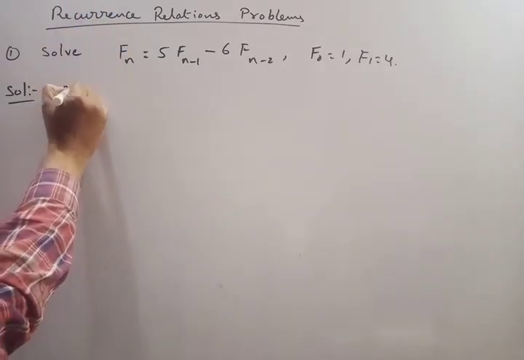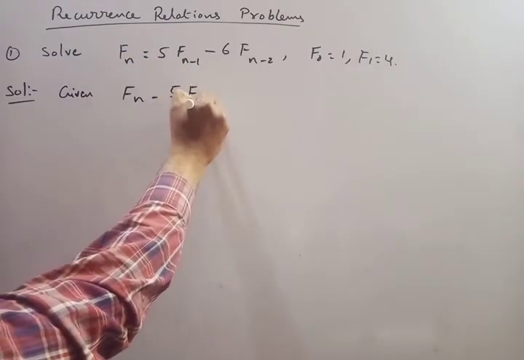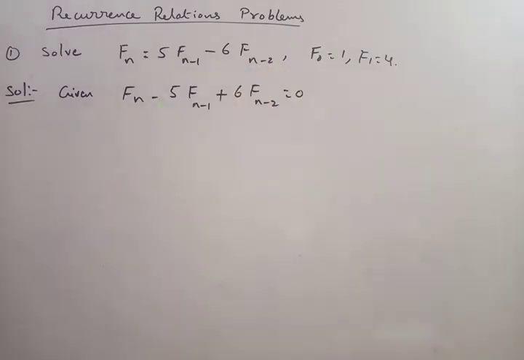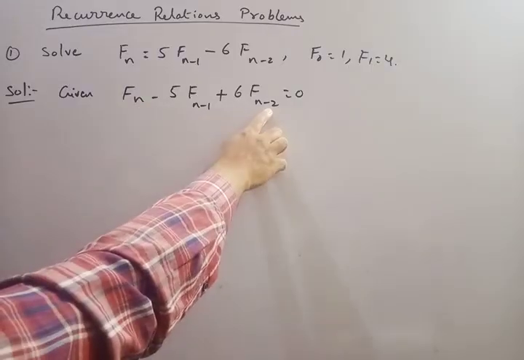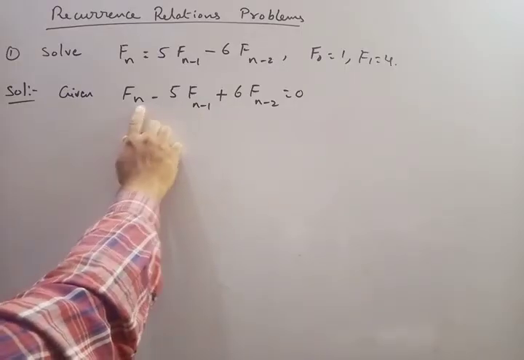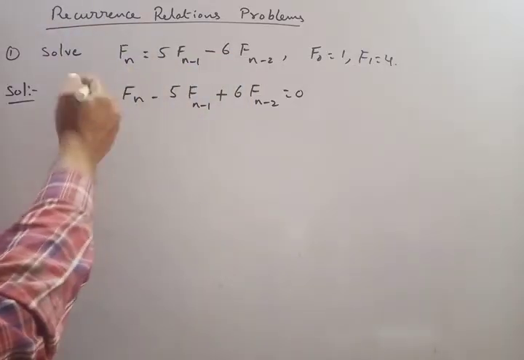Given fn, bring these two terms to this side: fn - 5 fn-1 + 6 fn-2 = 0. Correct? I took all the terms to this side. Now we have to check whether the order is correct or not: n-1, n-2. If it is n+1, then n, n-1; if it is n+2, then n+1, n, like that. Understandable? So that is the order. Here n is greater than or equal to 2. That is another point.